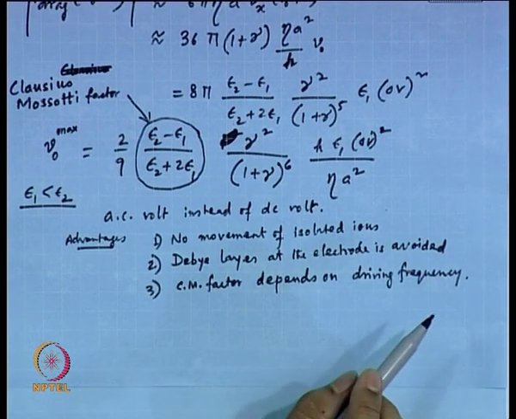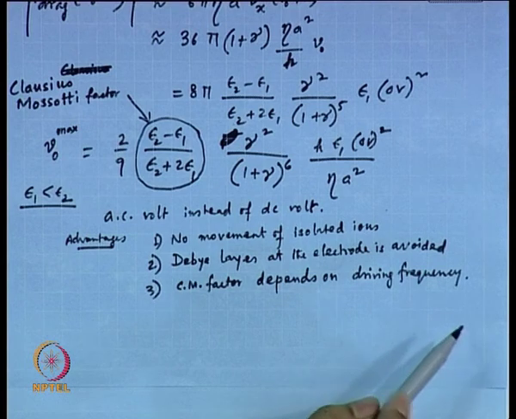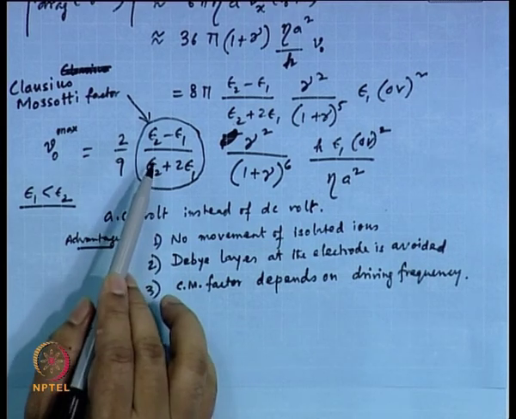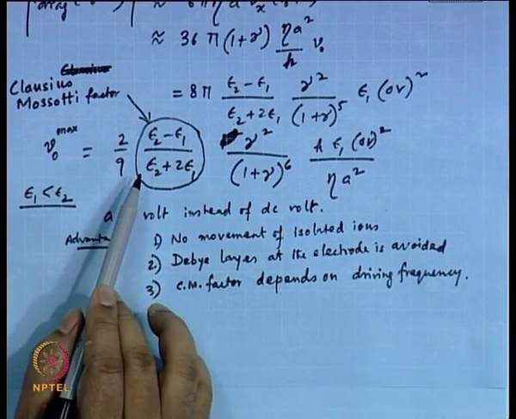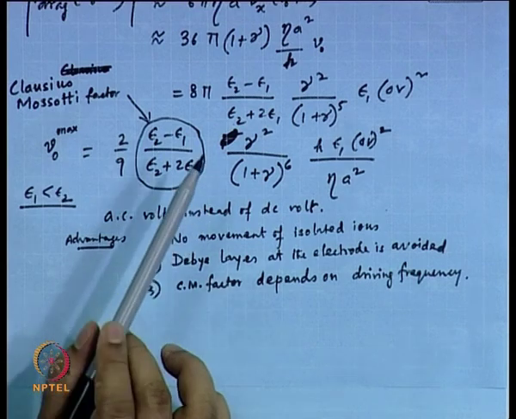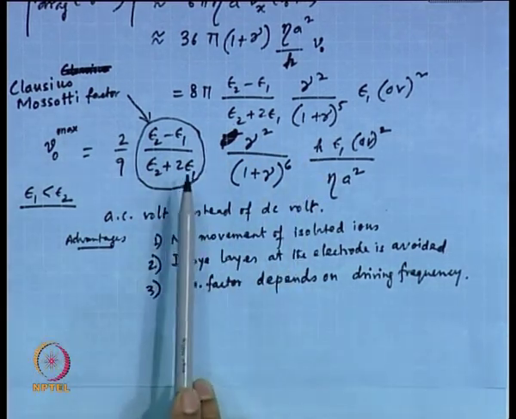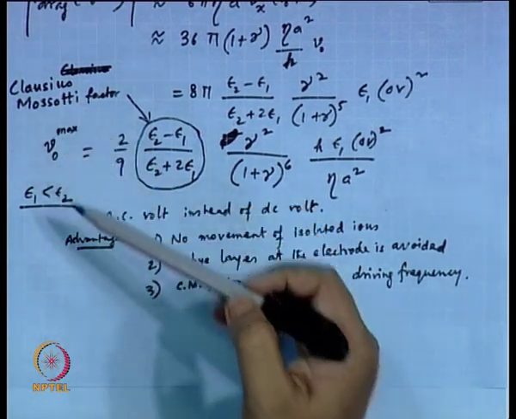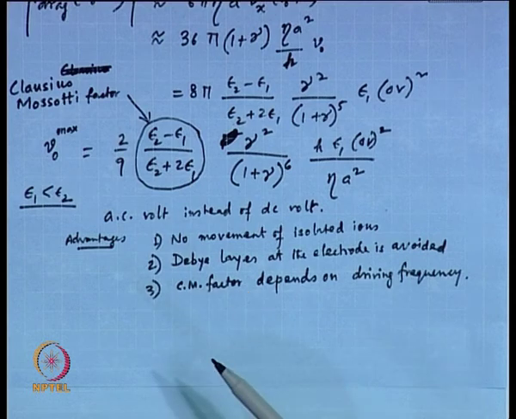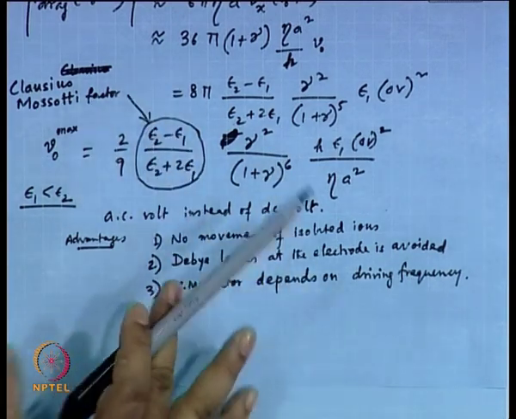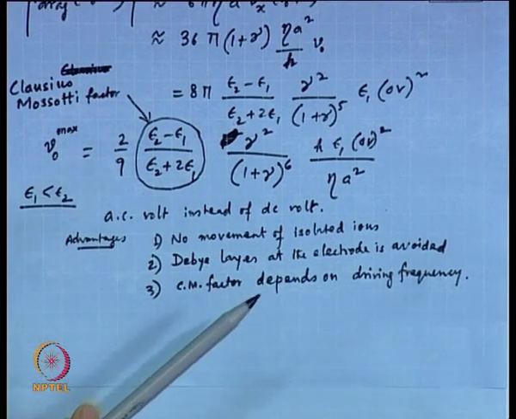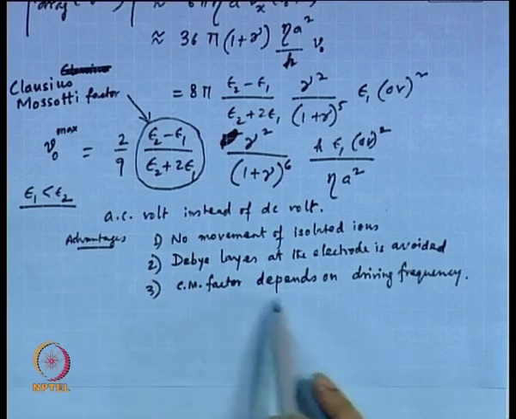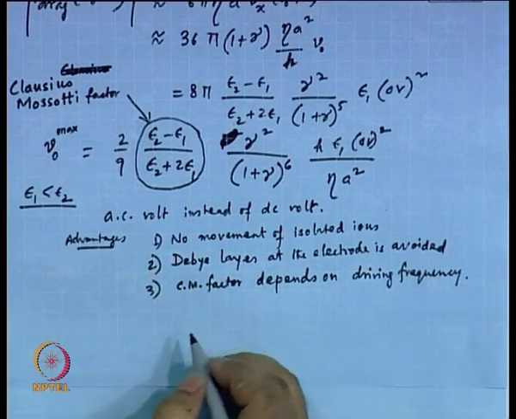Okay, because if you have an AC voltage, an alternating voltage, then it has a frequency attached to it, and the CM factor then depends on the driving frequency. So, this entire analysis can be repeated for an AC electric field, and you will have this driving frequency inbuilt. You will see a lot of parameters. The framework remains the same, but in many places you will find that the driving frequency goes in, and most importantly, the CM factor depends on driving frequency.